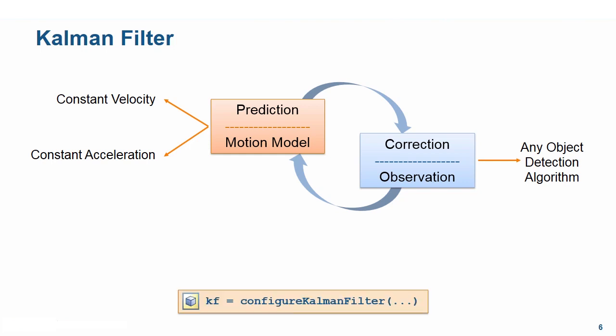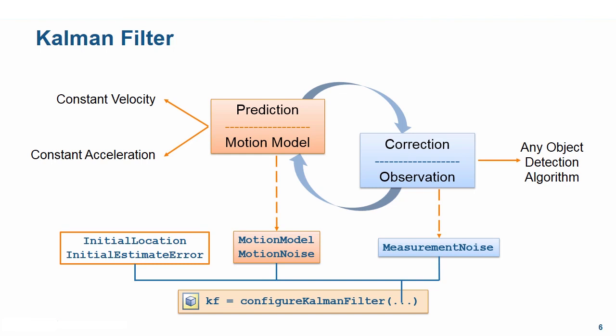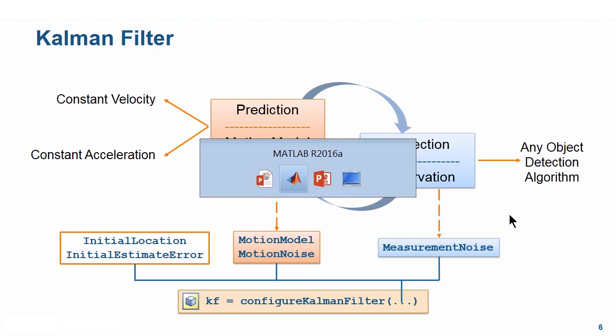We will use the configure Kalman filter function to create the Kalman filter object and configure its properties. We can set 5 properties using this function. 2 of these are associated with the prediction step, namely motion model and motion noise. 1 is associated with the observation step, namely the measurement noise. And finally, 2 properties are associated with the initial state of the object, namely its initial location and the initial estimate error. Let's switch to MATLAB to see what these properties mean and how we can configure them to use the Kalman filter.